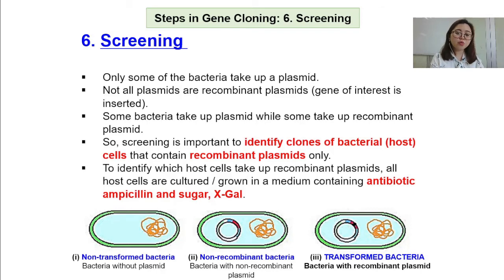To identify which host cells take up recombinant plasmids, all host cells are cultured or grown in a medium containing antibiotic ampicillin and sugar X-gal.